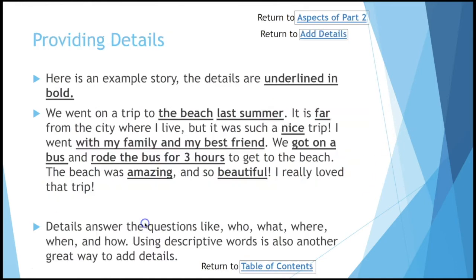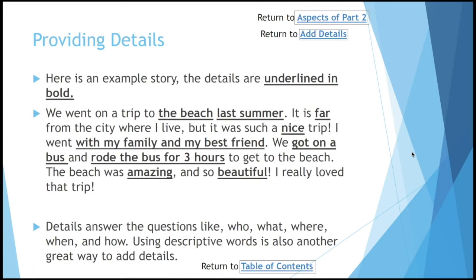Okay, so here's an example of a story for someone who went to the beach. Now pay attention and look at the underlined words in bold. Those are the details added to the story. So we went on a trip to the beach last summer. It is far from the city where I live, but it was such a nice trip. I went with my family and my best friend. We got on a bus and rode the bus for 3 hours to get to the beach. The beach was amazing and so beautiful. I really loved that trip.